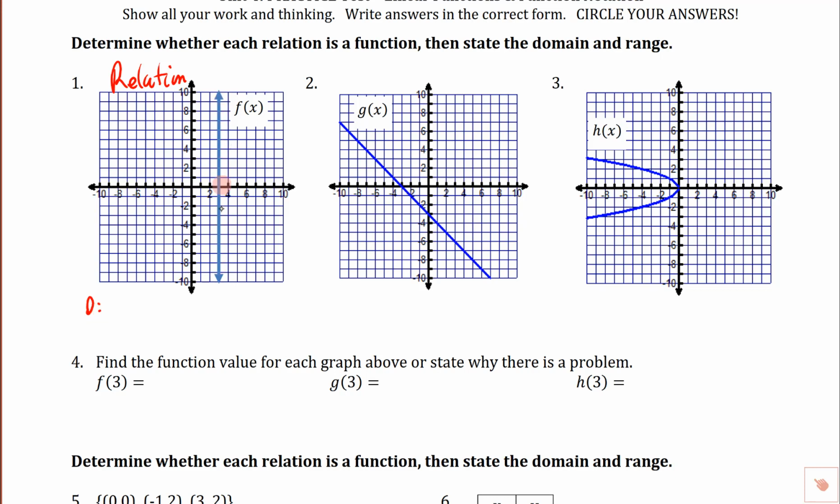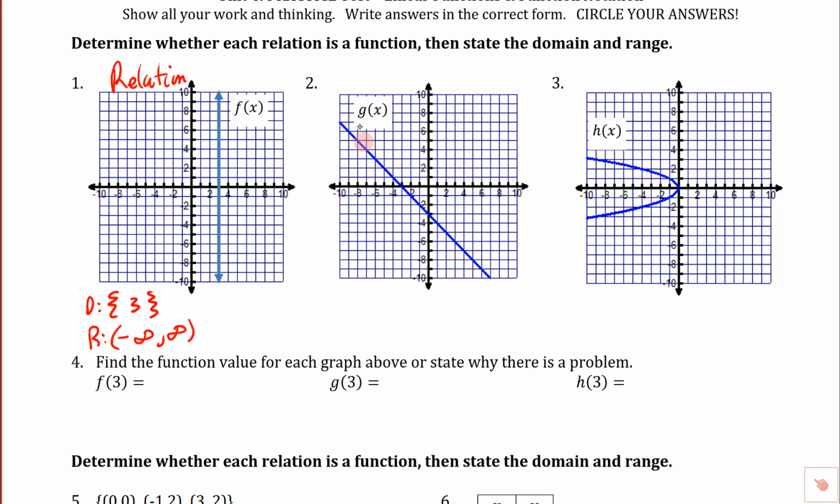The domain for this, if we squish this onto the x-axis, the only thing that would be covered is a 3. So I'm going to do my best at making some set brackets right here. So that's just a 3. And then the range, if we were to push this over onto the y-axis, we'd have answers way down here going all the way up here. So the range is from -infinity to infinity, and of course round brackets around there.